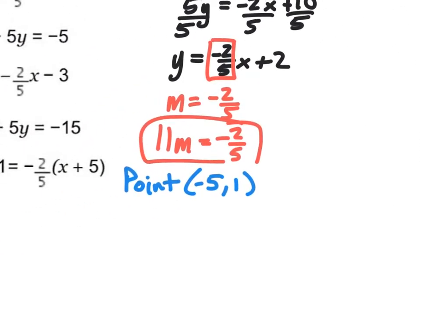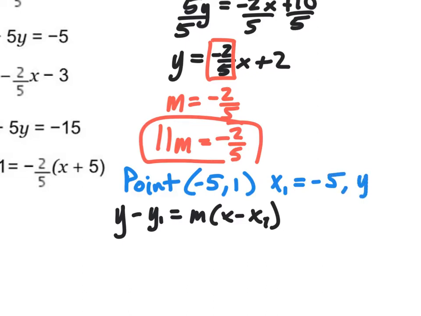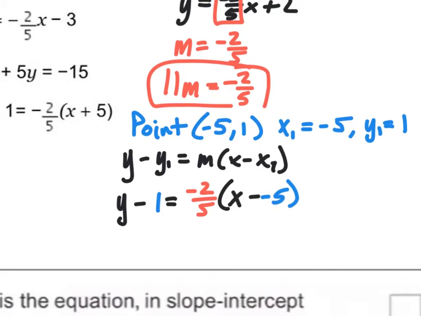So let me double check that that's right. Now from here, what I want to do is use point slope form. So I've got y minus y sub 1 is equal to m times x minus x sub 1. Now from this point, I know that x sub 1 is equal to negative 5, and that y sub 1 is equal to 1. So I'm just going to plug those in, and I get y minus 1, which is equal to my m, which is negative 2/5, times x minus x sub 1, so minus a negative 5. So really what's going to happen here is y minus 1 is equal to negative 2/5 times x plus 5.